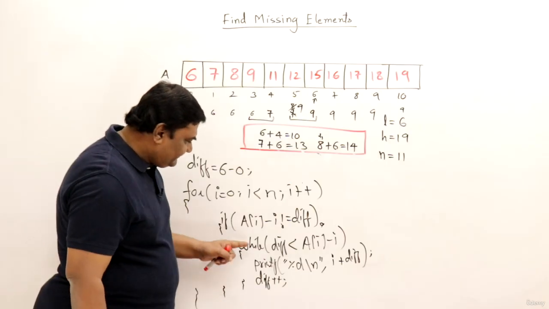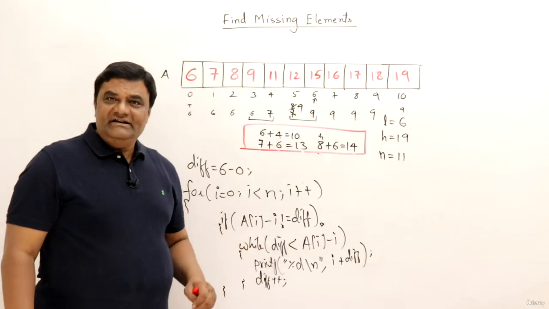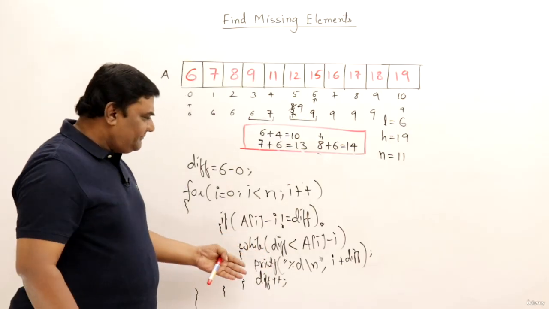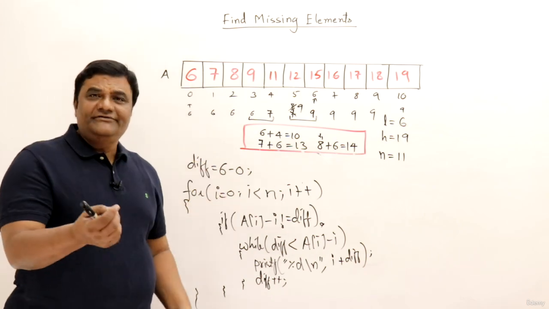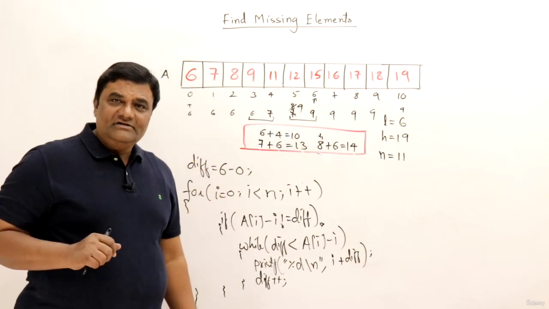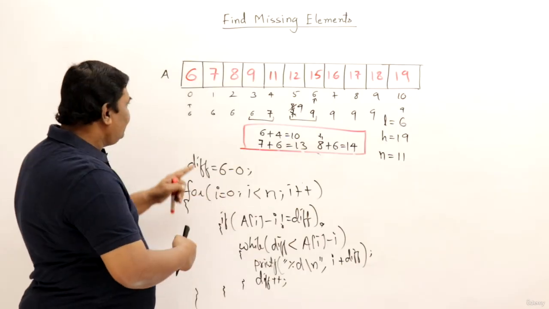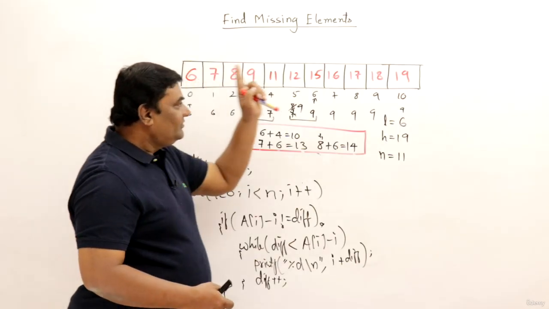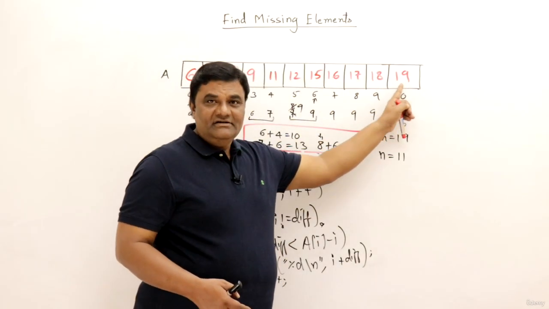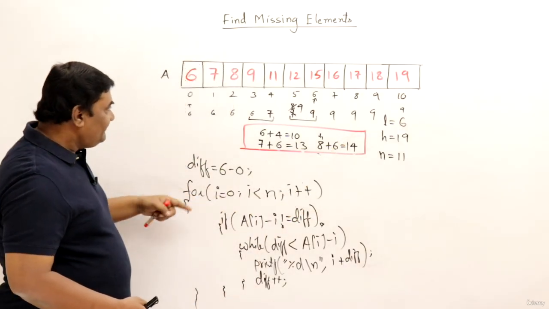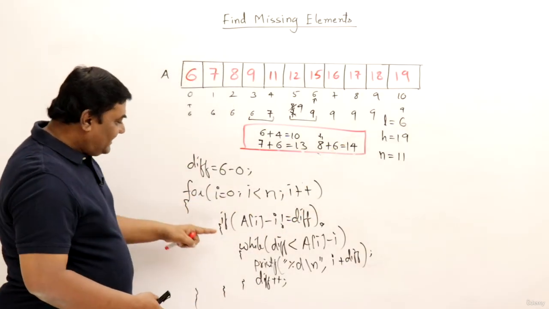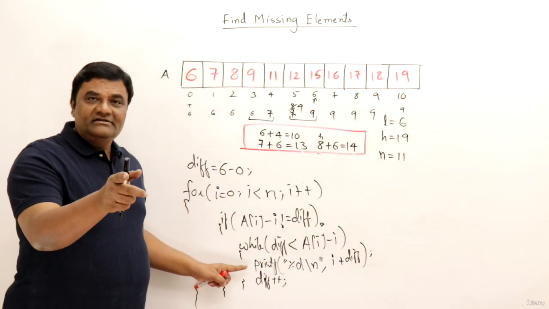But what about this? See, I am printing missing elements. How many? Will it be printing all n elements? No, just a few elements. So it's negligible. So overall, if you see, the number of times the process is done is from 6 to the last number 19. So this loop will repeat from 6 to 19, and this loop will print the missing element.